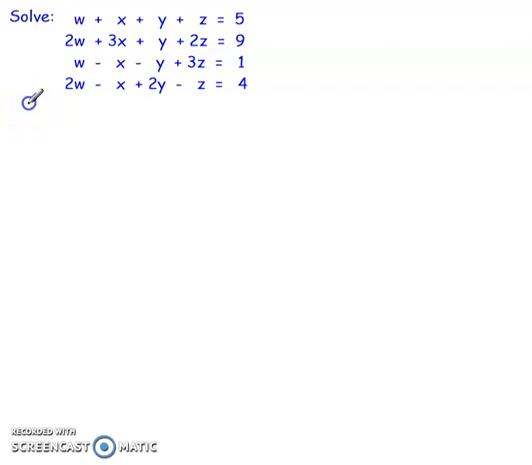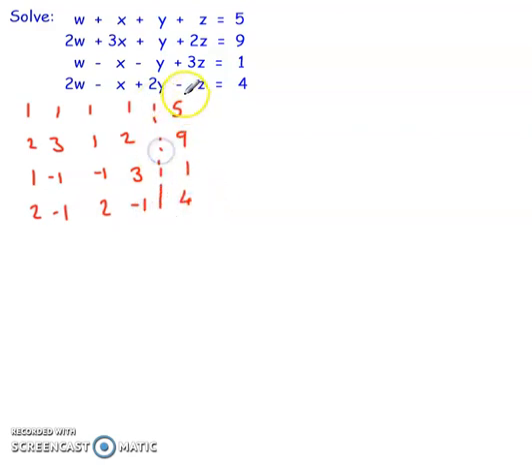So if I set up my augmented matrix, I've got 1, 1, 1, 1 and 5. I've got 2, 3, 1, 2 and 9. I've got 1, negative 1, negative 1, 3 and 1. And I've got 2, negative 1, 2, negative 1 and 4. So there we go, we've set up our augmented matrix.